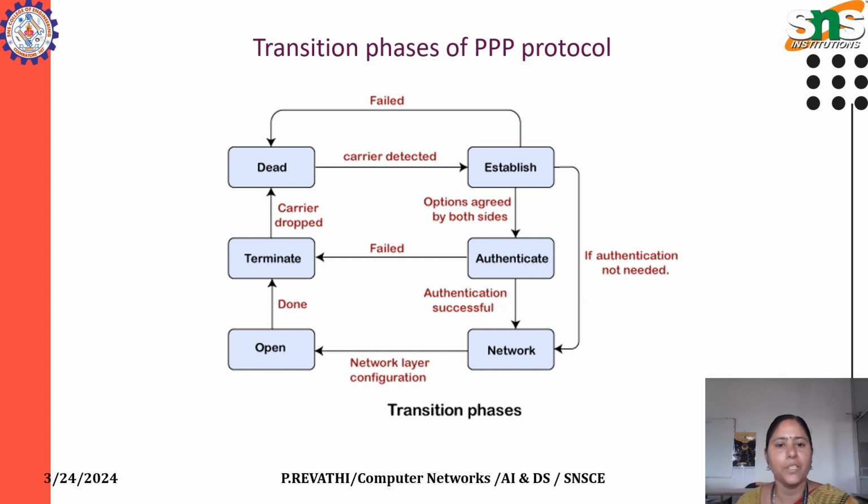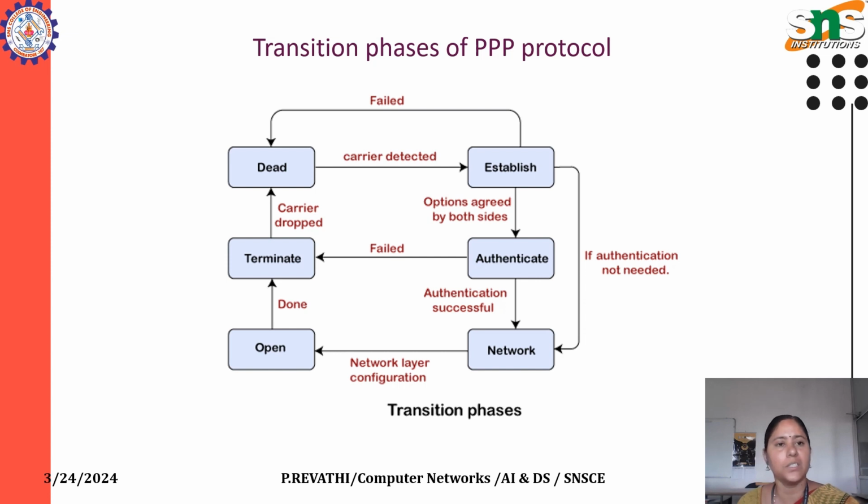Open. After the establishment of the network phase, it moves to the open phase. Here, the open phase means that the exchange of data takes place, or we can say that it reaches the open phase after the configuration of the network layer. Terminate. When all the work is done, then the connection gets terminated and it moves to the termination phase.